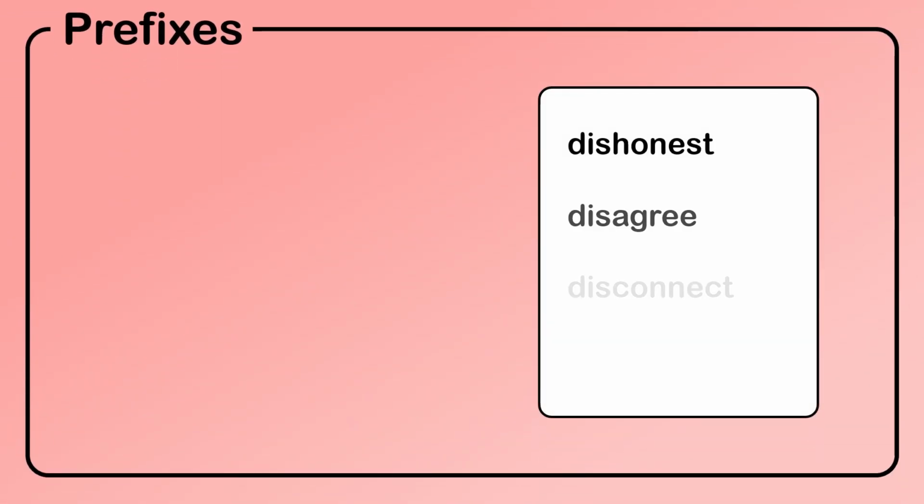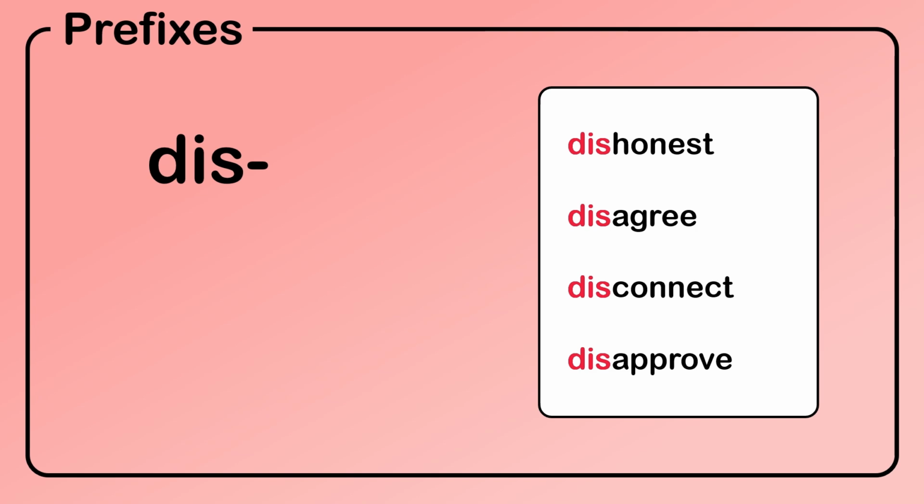Here is our third list of words. What's our focused prefix and what do you think it means? Like un, the prefix dis means not or the opposite of.